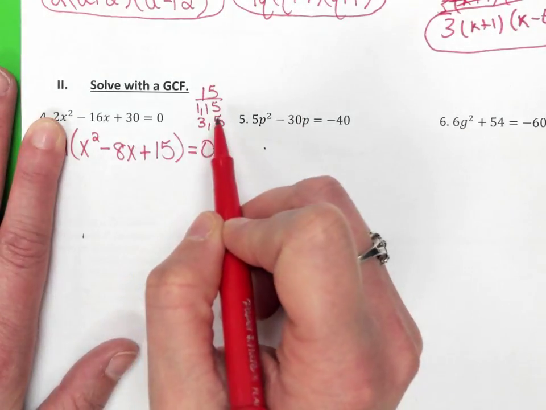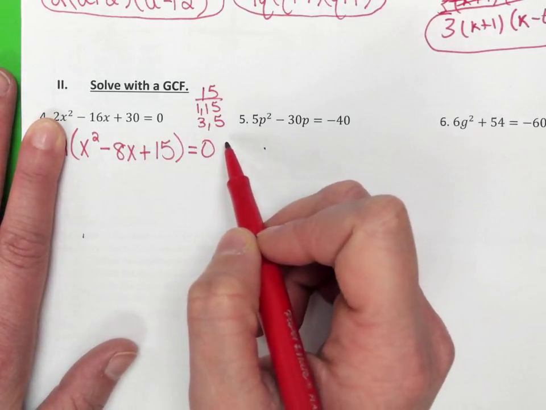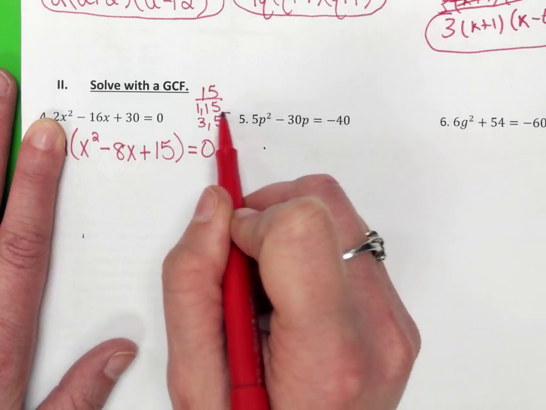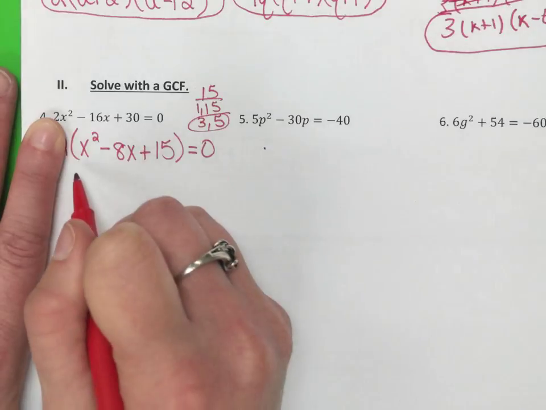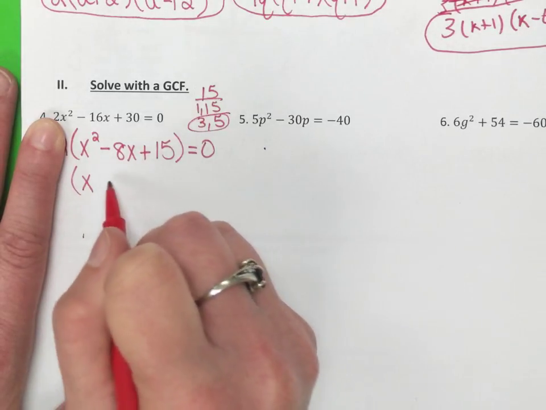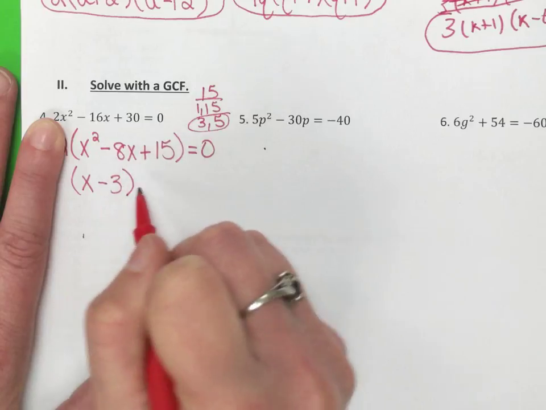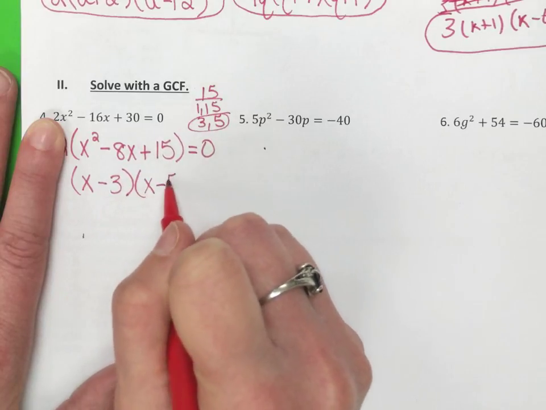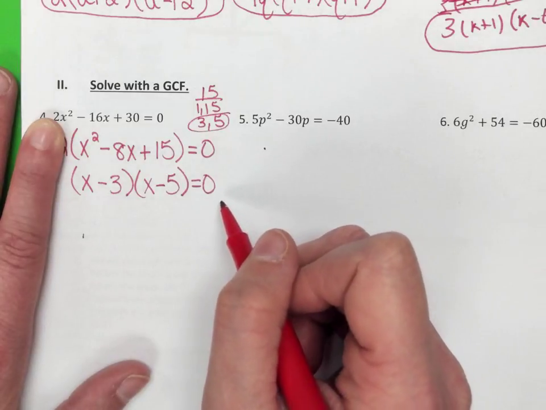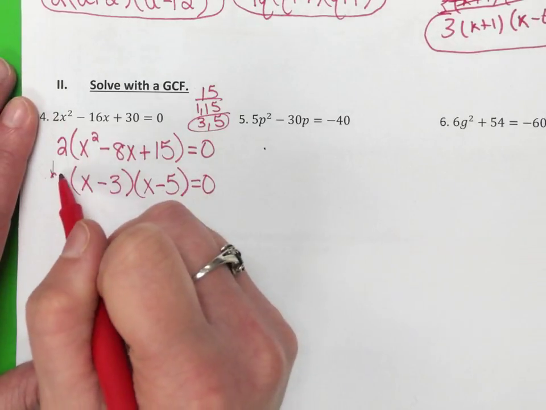Keep going, that's all there is. So you have 3 and 5. How does it give you negative 8? Negative 3 and negative 5. Very good. The only difference is you just bring this 2 down.